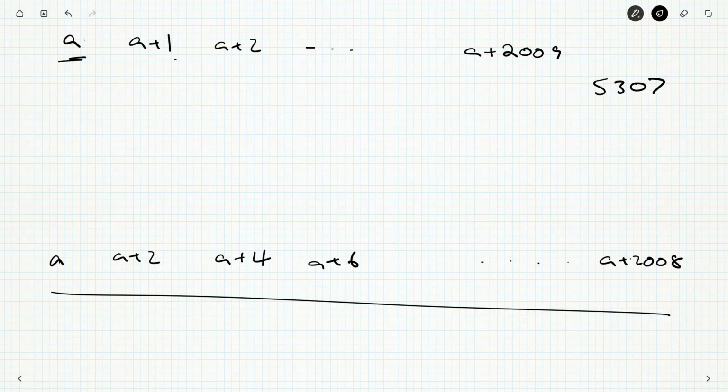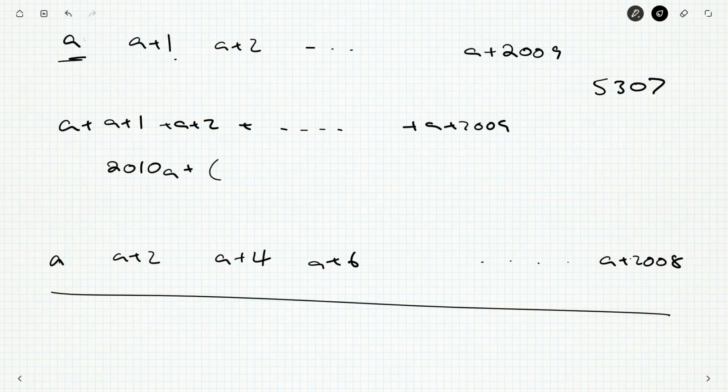But I think we can figure out what a is. We've got a plus 1 plus a plus 2, and we just keep going up to a plus 2009. I'm going to separate the a's. How many a's? There's 2010 of them. Then what have we got? 1 plus 2 plus all the way up to plus 2009.